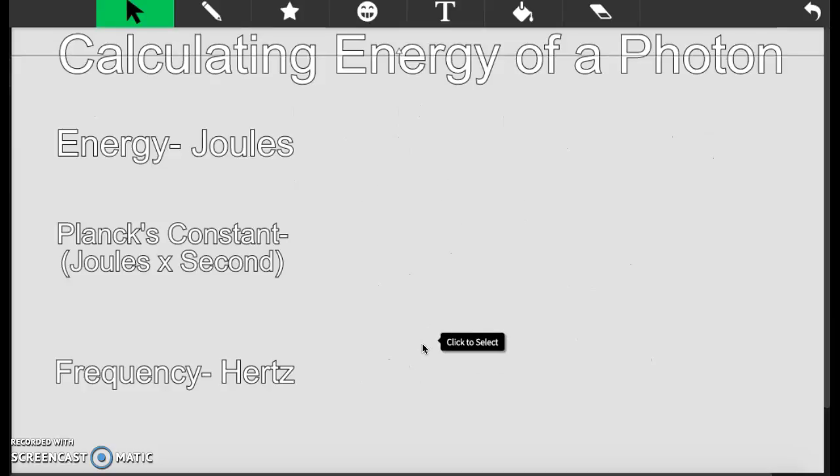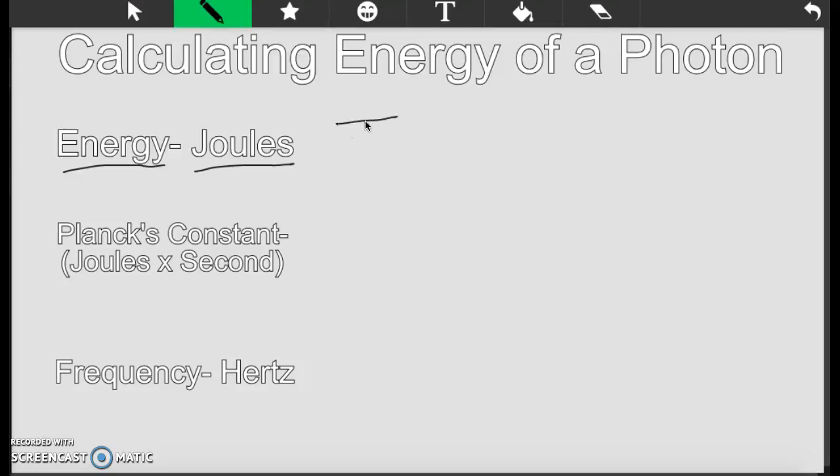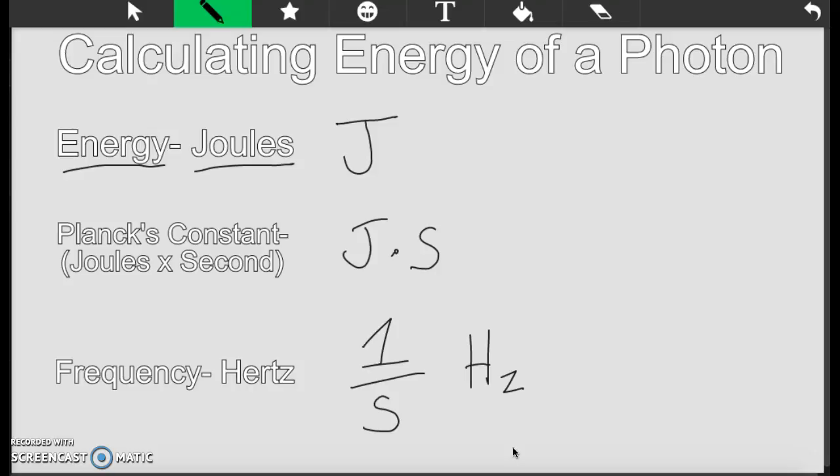Okay, now those of you that are more visual than auditory, here is what I just told you about the units, but in words form. So, yeah, take a second, write these down. Energy is in joules. Your symbol is a capital J. Planck's constant, that super big number, that's joules in seconds, and frequency is 1 over 1 second, or the symbol is hertz, Hz. Let's take a second, write those down.